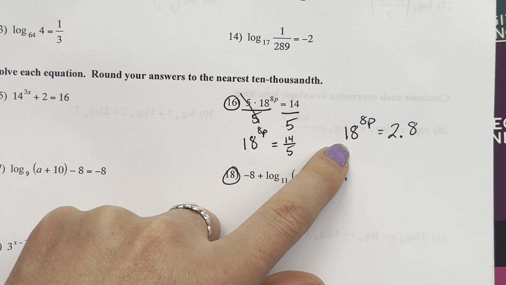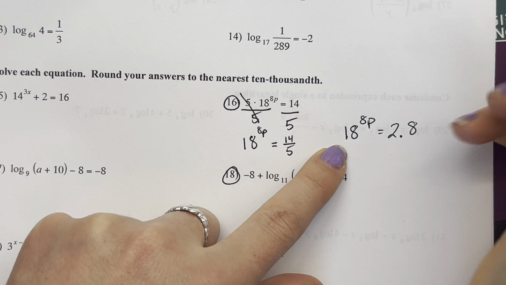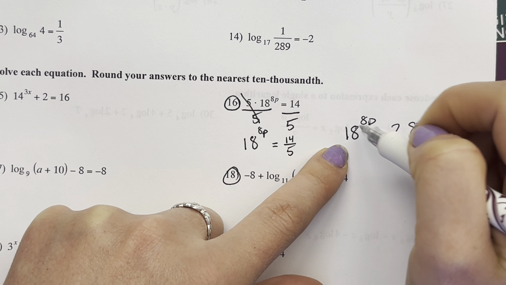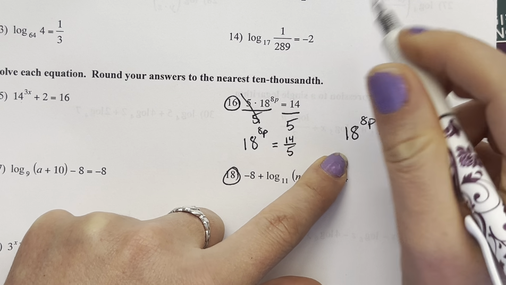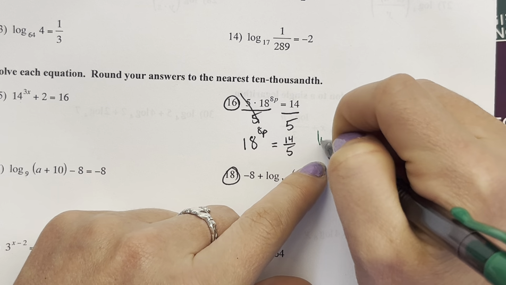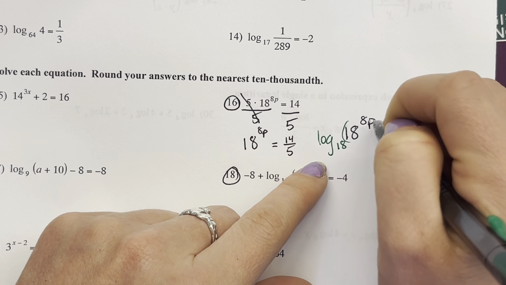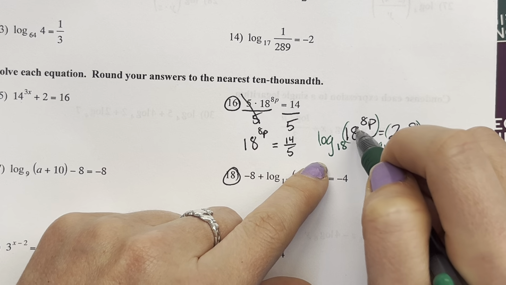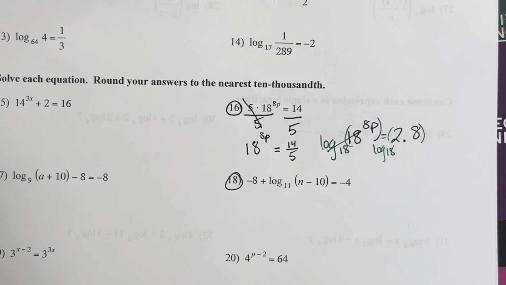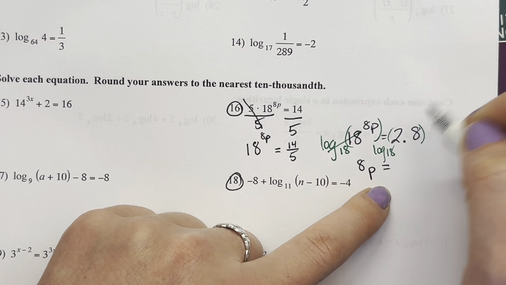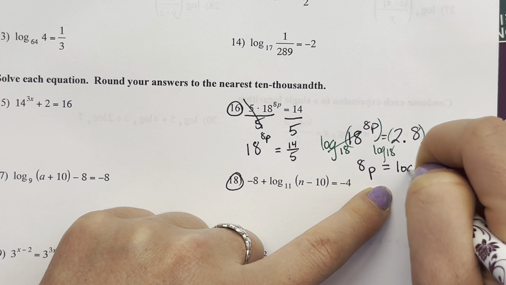To get rid of this 18, you have to do a log base 18. This whole thing, you can't divide by 18, the only inverse you can do is log base 18. So I've shown you how to do this with a big log on both sides. This is the same as rearranging it. If you're just a rearranger, that's fine, because that cancels. Once that cancels, you're left with 8p equals whatever the log base 18 of 2.8 is.